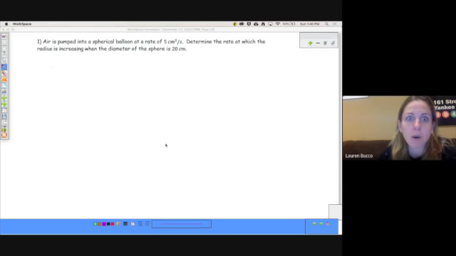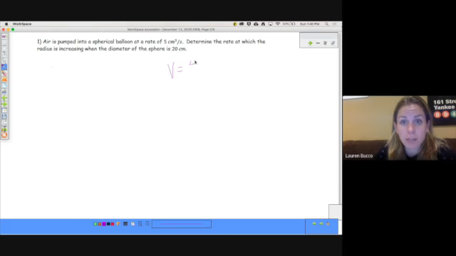All right, so what do we know here? For these problems, I always like to make a list of what I know. Air is pumped into a spherical balloon at a rate. So I do know that the volume of a sphere is 4/3 pi r cubed. And if you don't know that, you will have that committed to memory very soon. The problem tells me the rate at which the volume is changing with respect to time is 5 cubic centimeters per second. And I think that's really all it tells me. So this is kind of an easy one to start.